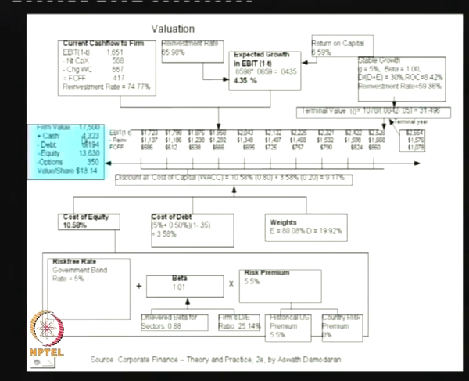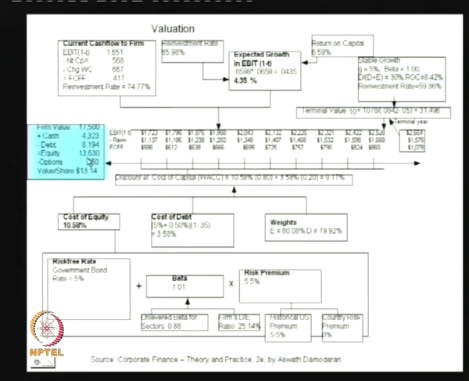So, in this case we have got 4,323 as the cash. So, in total we have now 17,500, which is nothing but the discounted value of all these free cash flows, plus cash of 4,323, that is the value of the total farm. From that the company's debt has been taken out, that is the existing debt of 8194. Then comes the valuation of equity, that gives 13,630.